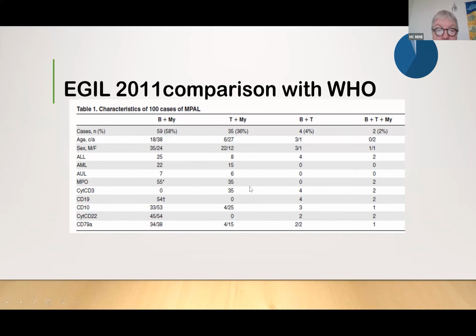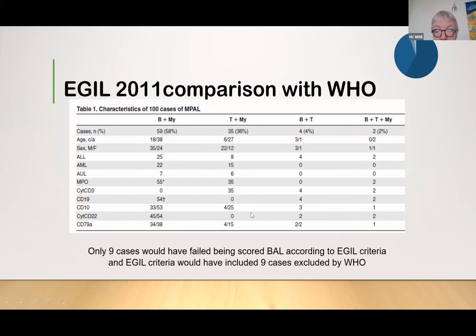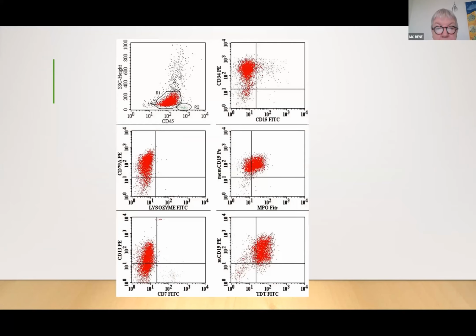You can see here the characteristics of the patients. And what happened in the end is that only 9 cases would have failed being scored as BAL according to EGIL criteria. And very amazingly, also 9 cases would have been included by EGIL and excluded by WHO. So basically, it shows that these two classifications are very close and will allow you to identify properly your phenotypic acute leukemia. So I will show you now some examples.